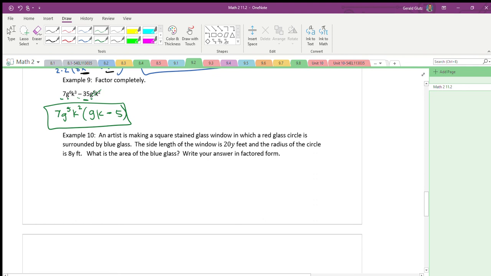So I'm going to skip that last example because these have been some long notes. We can go over it in class.